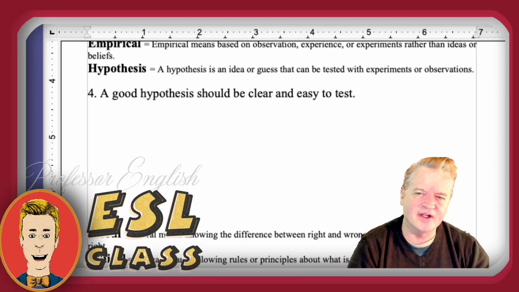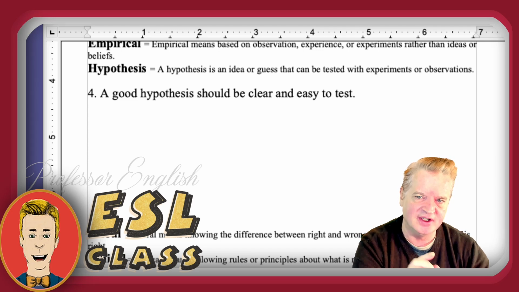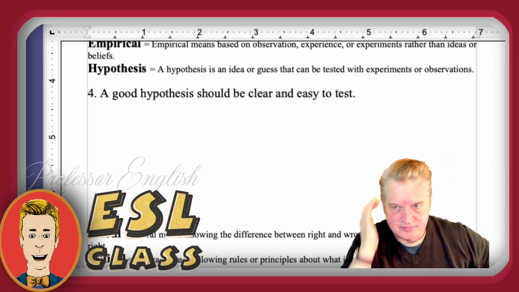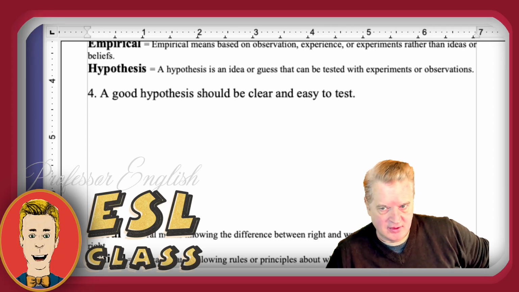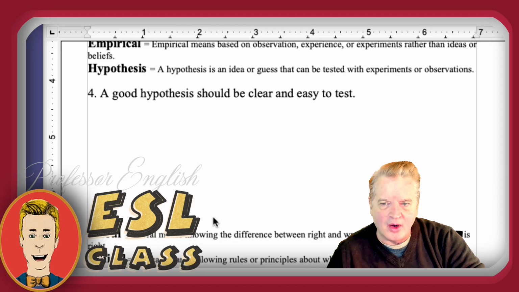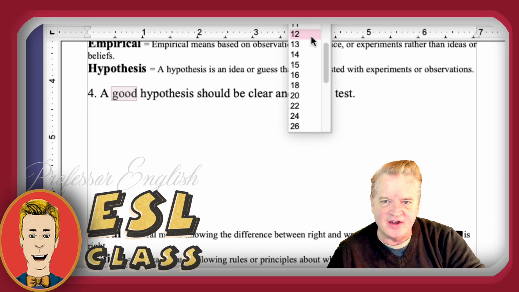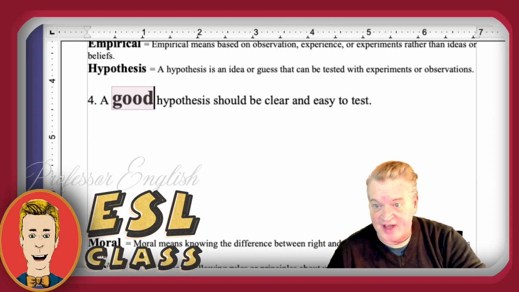Okay. Sarah, can you read from A to B? So a good hypothesis should be, just read that, only that. A good hypothesis should be. Okay, which words are important in that phrase? Hypothesis, and I think good as well. I agree with you. So let's highlight good. I mean that's an adjective. Adjectives are usually something that you will emphasize. And then we have hypothesis.